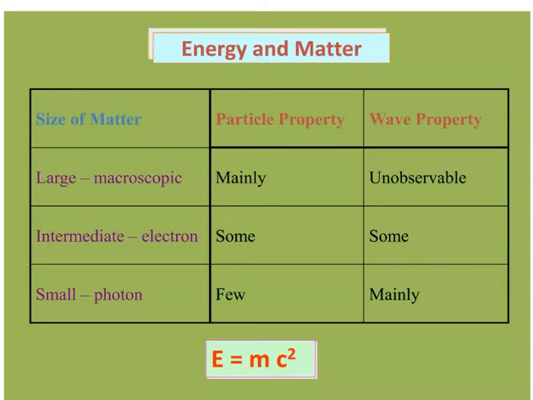Now, energy and matter, size of matter, particle property, and wave property. This is also very important if you try to understand quantum mechanics, and finally you have to learn about quantum chemistry. Large macroscopic, mainly unobservable. Intermediate, electron. A small photon, few and mainly. This is the relation between mass and energy with velocity, E is equal to mc square.